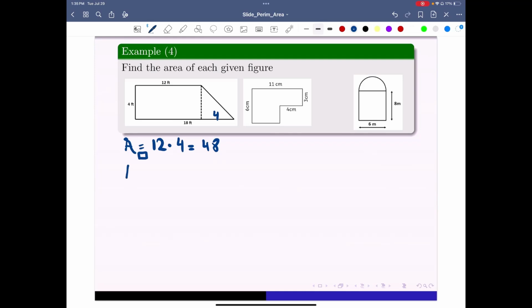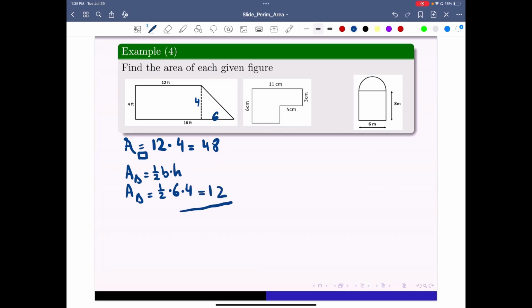So area of this triangle is 1/2 base times height. My base is 4, my height is 4 here as well. I'm sorry, 18 minus 12 is 6. So the base is 6, right here is 6, and here is 4. So area of the triangle is 1/2 times 6 times 4, and in that case it is 12.